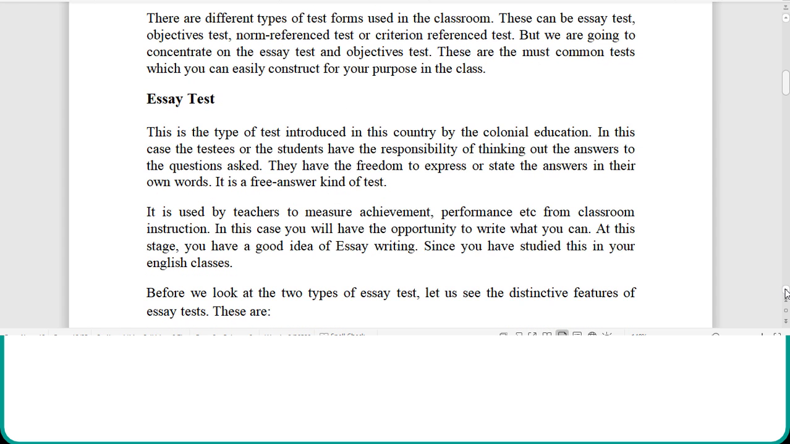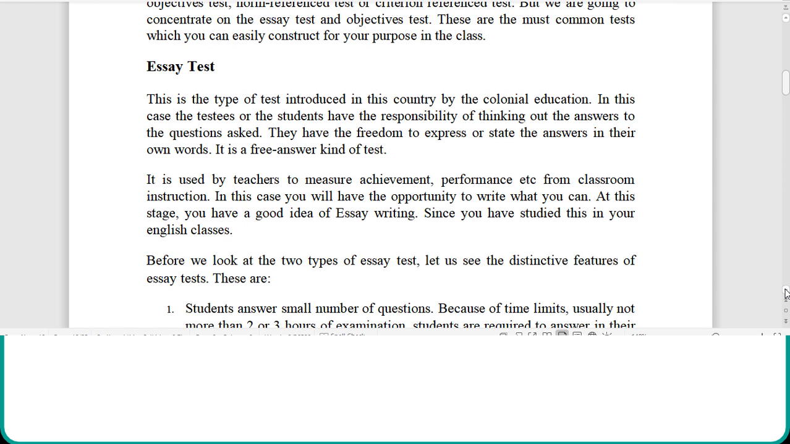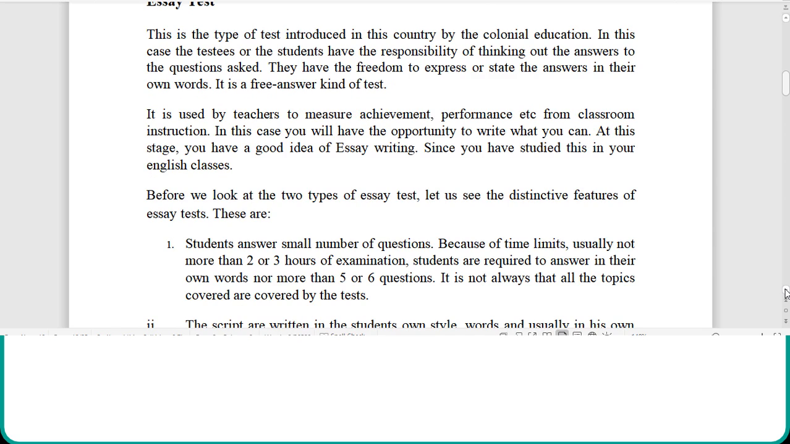Essay type test. This is the type of test introduced in this country by the colonial education. In this case, the testee or the students have the responsibility of thinking out the answer to the question asked. They have the freedom to express or state the answer in their own words. It is a free answer kind of test. It is used by teachers to measure achievement, performance, etc. from classroom instruction. In this case, you will have the opportunity to write what you can.